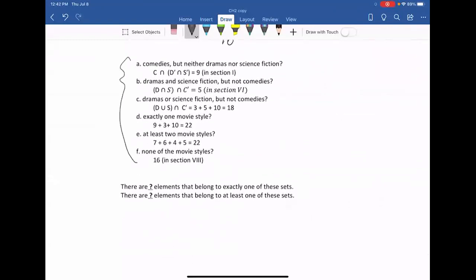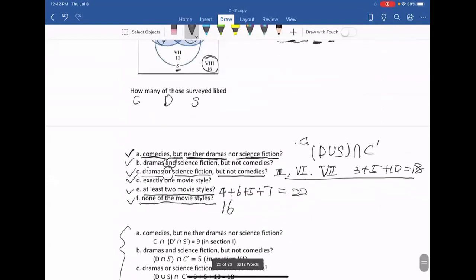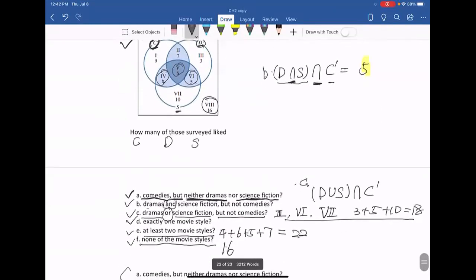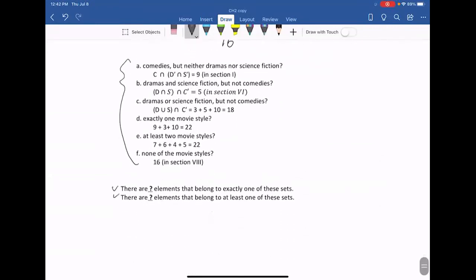Here is a solution of the question. I think I did it right for every one of them. Okay, let's move on to the last two questions. How many elements belong to exactly one of these sets?